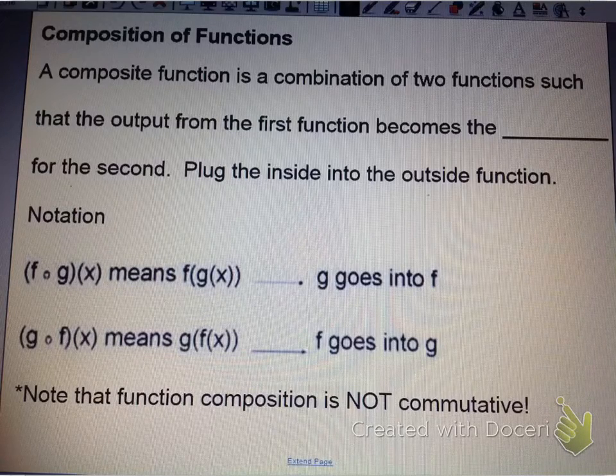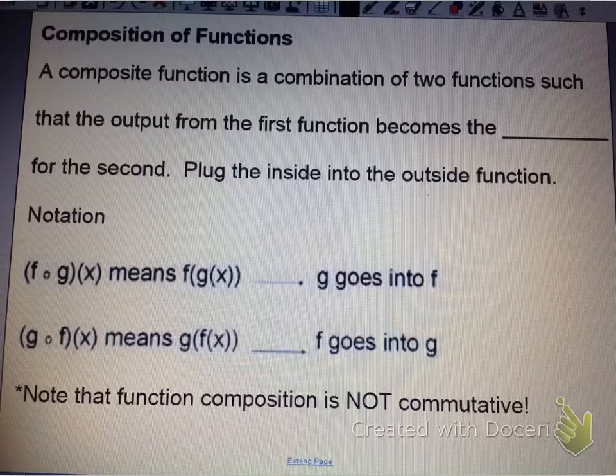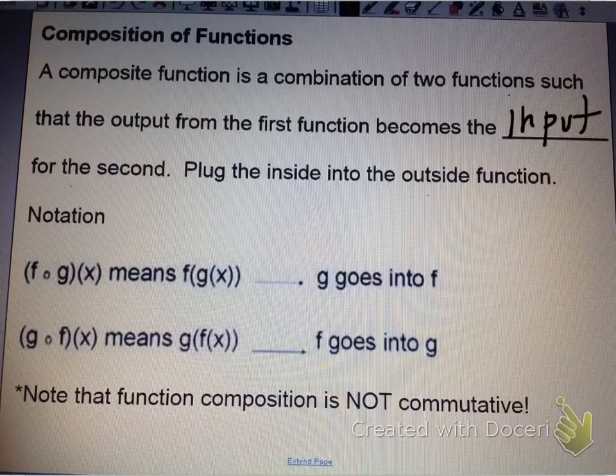Okay, so next we're going to get into the composition of functions. This is the second objective that you want to be able to do by the end of this video. A composite function is a combination of two functions such that the output from the first function becomes the input of the second. What we're going to be doing is basically plugging one function, the inside one, into the outside function.